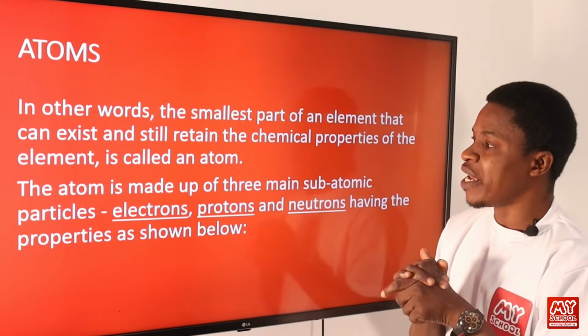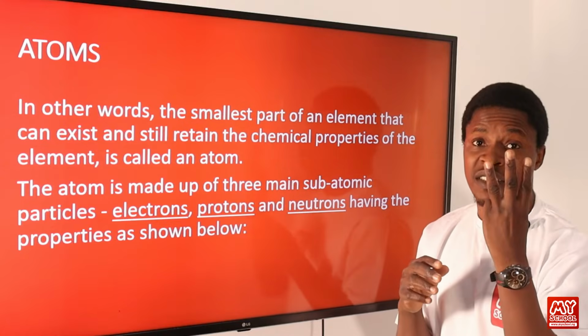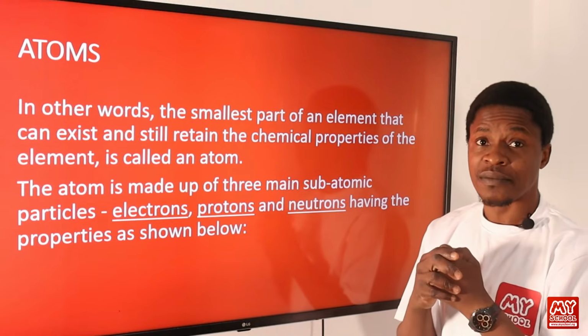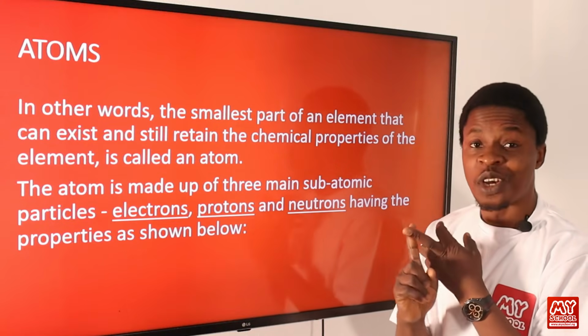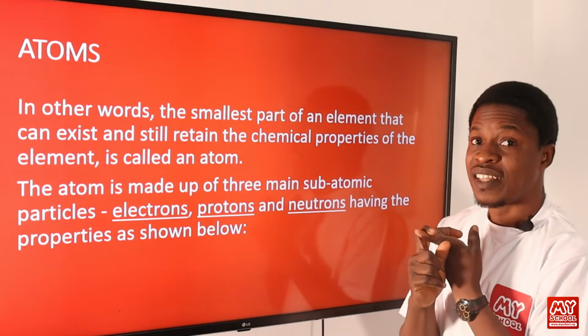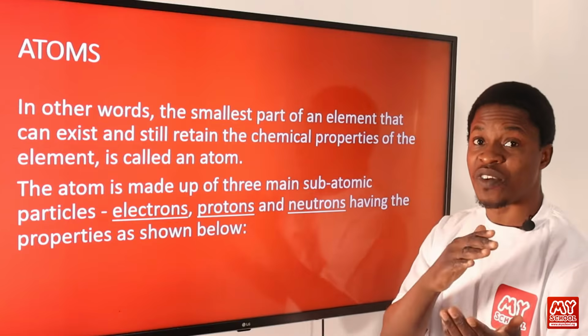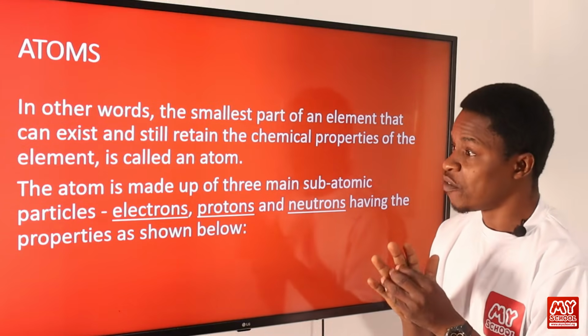So the atom is made up of three main subatomic particles. There are three subparticles that make up the atom. We have the electrons that are negatively charged, we have protons that are positively charged, and then we have the neutrons that have no charge at all, having the properties as shown below. Let's move on to the next slide.